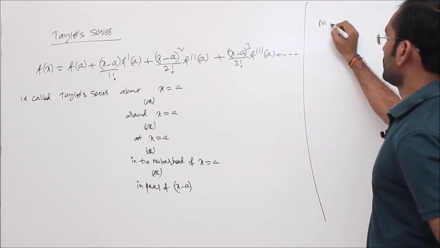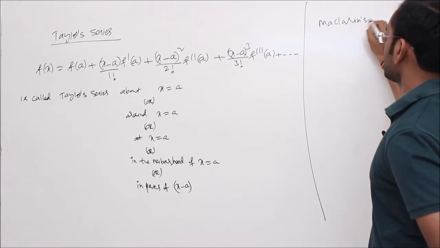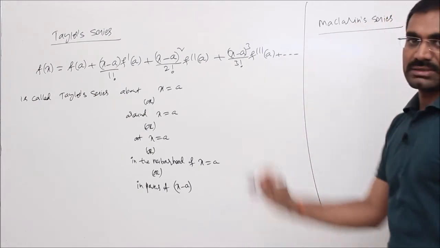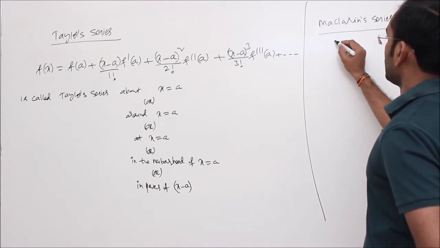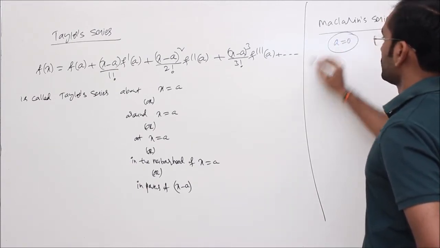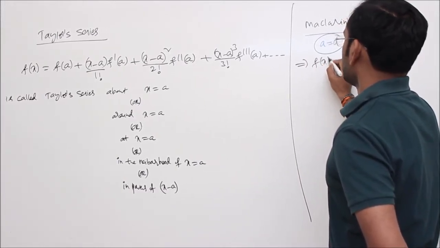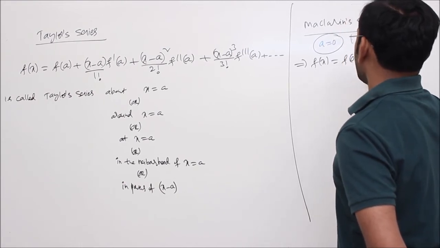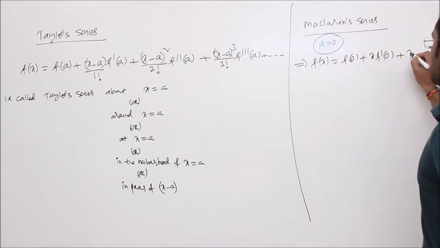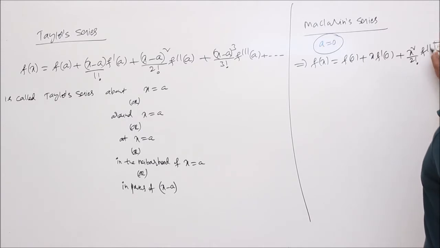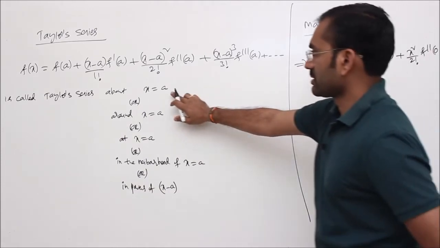Now we have Maclaurin series. Maclaurin series is a special case of Taylor series. If we put the value 0 in the Taylor series, we get the Maclaurin series, that is f(x) equal to f(0) plus x into f dash of 0, plus x square by 2 factorial f double dash of 0, plus x cube by 3 factorial f triple dash of 0, and so on. This is called a Maclaurin series, or I can say a Taylor series about x equal to 0. Replace a with 0.